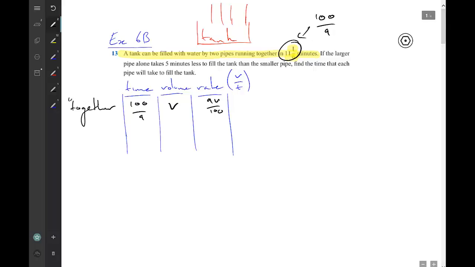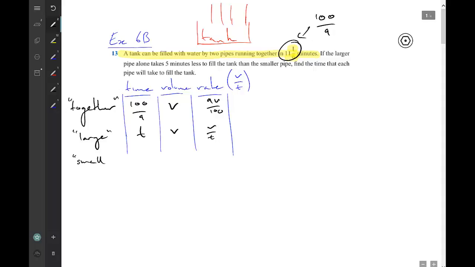So together. Then we're going to have just the large one. And for just the large one, the time it takes, well, we don't know, so we'll call it T. The volume will be exactly the same as if they were together, so we'll stick with V. And then the rate is really simple, just volume on time. So we've got that there.